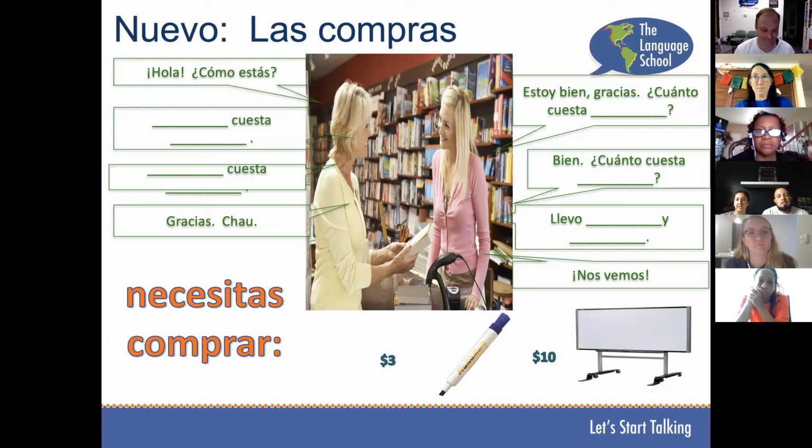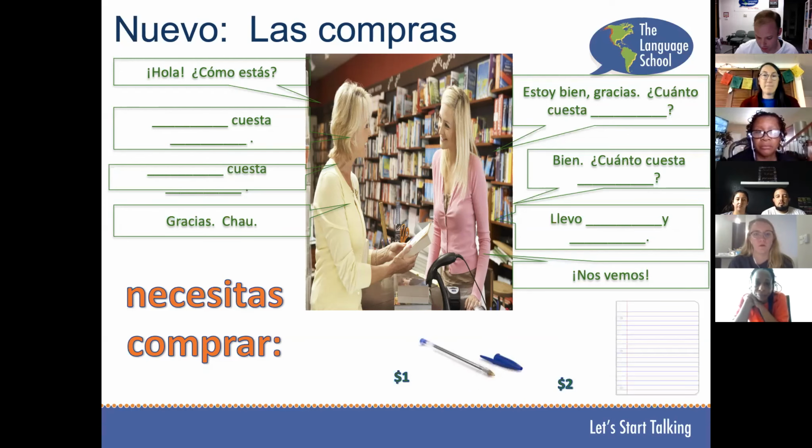Hola, ¿cómo estás? Estoy bien, gracias. ¿Cuánto cuesta el marcador? El marcador cuesta $3. Bien, ¿cuánto cuesta la pizarra? La pizarra cuesta $10. Llevo el marcador y la pizarra. Gracias, chao. Nos vemos. Muy bien.